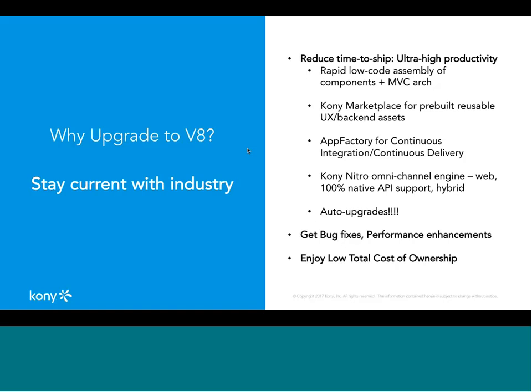And then we have the App Factory offering, which enables you to build apps at scale. So it's our continuous integration and continuous delivery platform, which is greatly suited for today's agile development methodologies. And the Kony Nitro omnichannel engine basically lets you ship apps for various different channels, such as web, of course, native, and hybrid too. And also, last but not the least, V8 has auto upgrades, which basically means once you arrive on a V8 version, you never have to upgrade explicitly again, because auto upgrades are automatic.